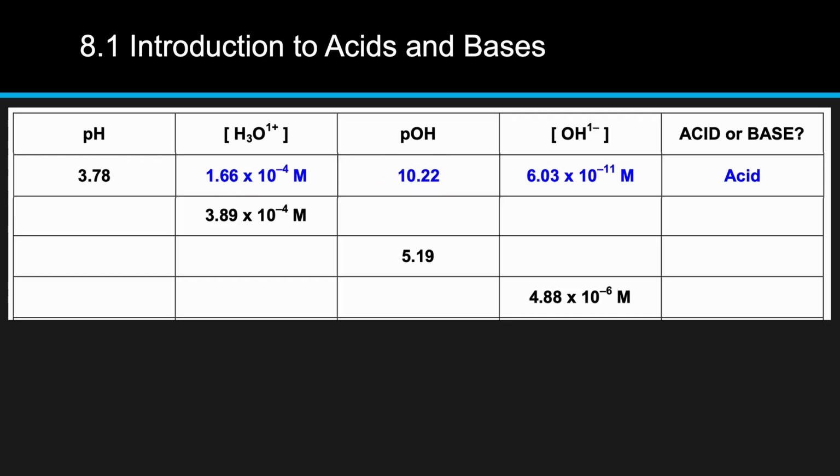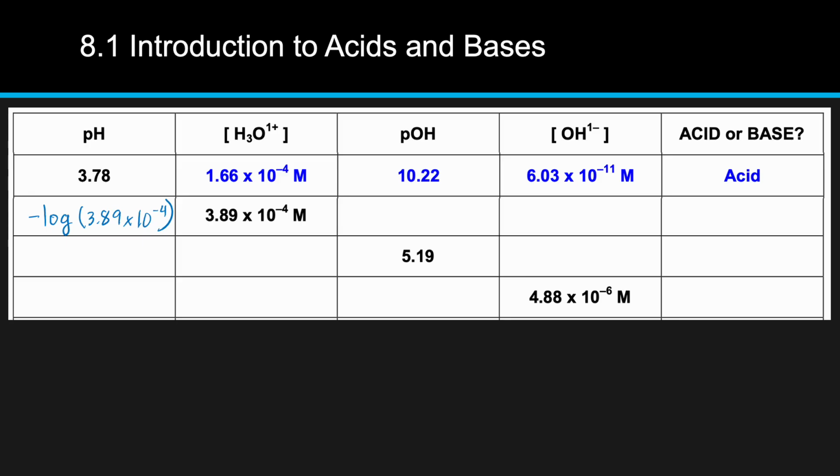All right, so in our next row, we are given the concentration of H plus or H3O plus, and we need to fill everything else in. So in order to get pH, when I'm given H3O plus, I'm just going to take the negative log of my concentration. So 3.89 times 10 to the negative 4. So put that into your calculator and that will give you your answer.